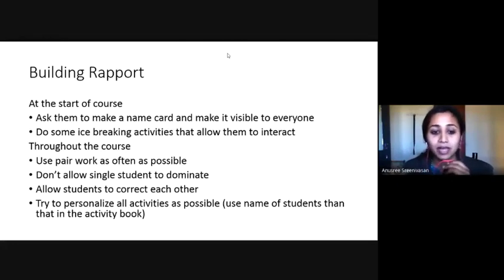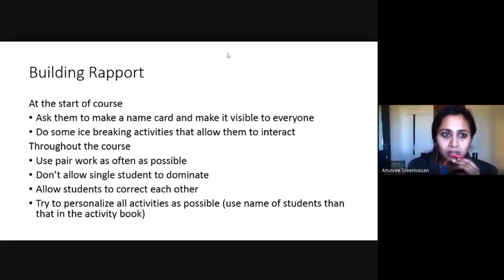And then throughout the course, use pair work as often as possible, group work or pair work. Don't allow a single student to dominate. Allow students to correct each other. And then try to personalize all activities as much as possible. Use the names of students rather than those in the activity book. So if in the activity book you have John, Mary, and Sarah, you use the names of the students in your own class. And make it a game among themselves.